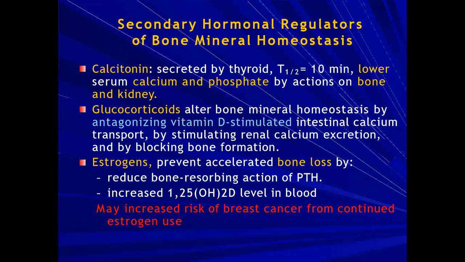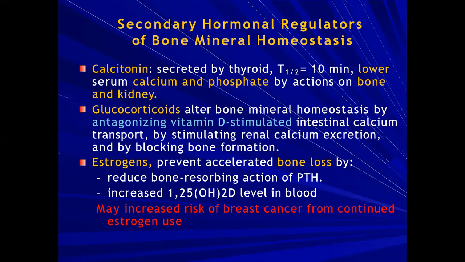So let us see the secondary hormonal regulators of bone mineral homeostasis. Calcitonin is secreted by the thyroid, and the main function of calcitonin is to lower the amount of serum calcium in the body. It is produced by the thyroid gland when the body realizes there is excess calcium in the body. So calcitonin lowers calcium and phosphate by action on bone and kidney.